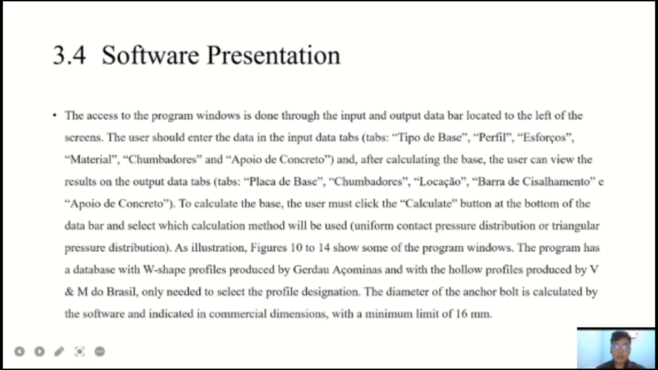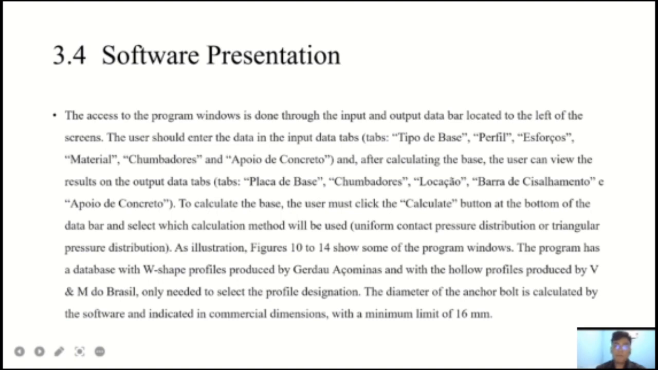The user should enter the data in the input data tabs: tipo de base, perfil, esforços, material, chumbadores, and apoio de concreto, and then calculate the base. The user can view the results on the output data tabs: placa de base, chumbadores, locação, barra de cisalhamento, apoio de concreto.